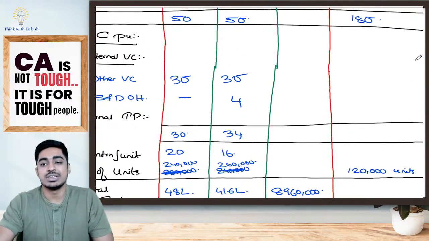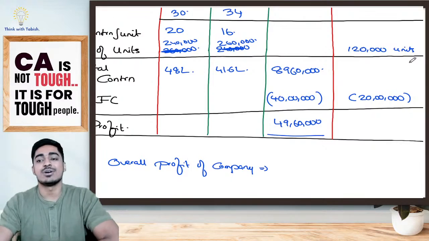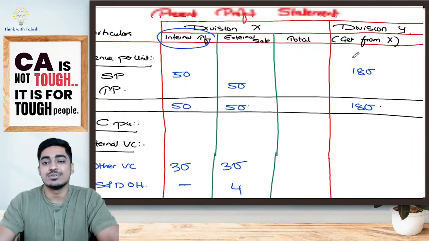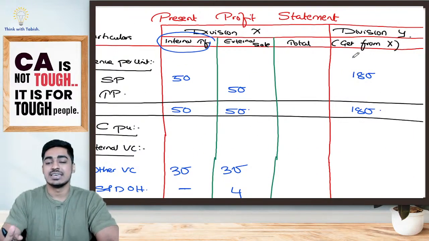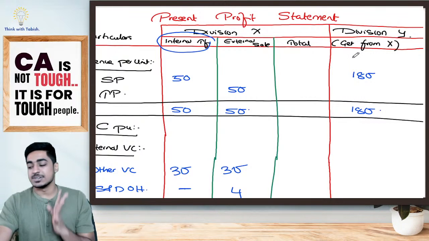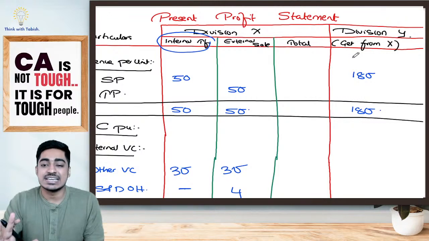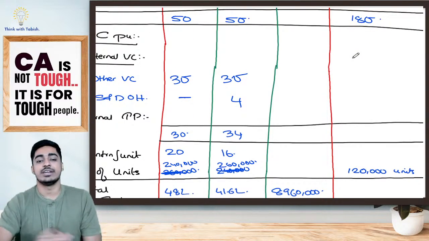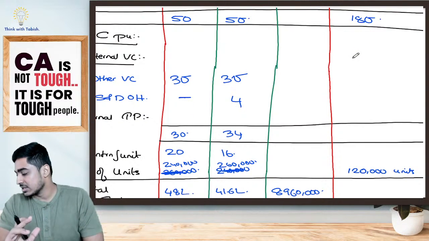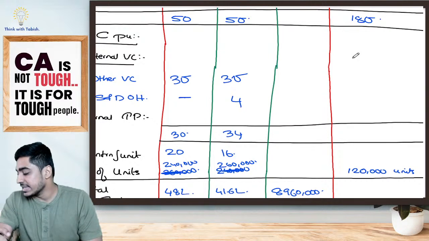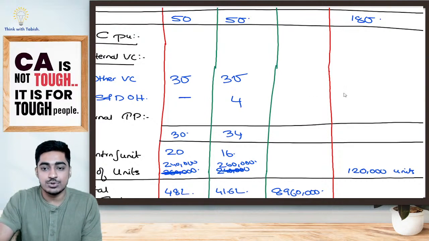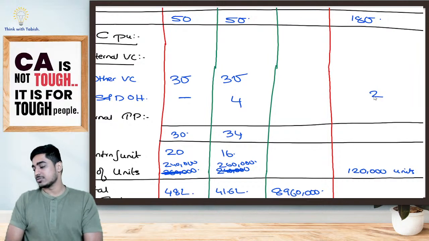Now, division Y. What is division Y doing? Division X has internal, external, all that drama. Division Y doesn't have any of that. Division Y says, I am buying from division X. Firstly, what is the selling price of division Y? 180 rupees. It is selling Jextin. So the revenue is 180. What costs am I incurring? Division Y has a selling and distribution cost of 2 rupees, so I'll write that.